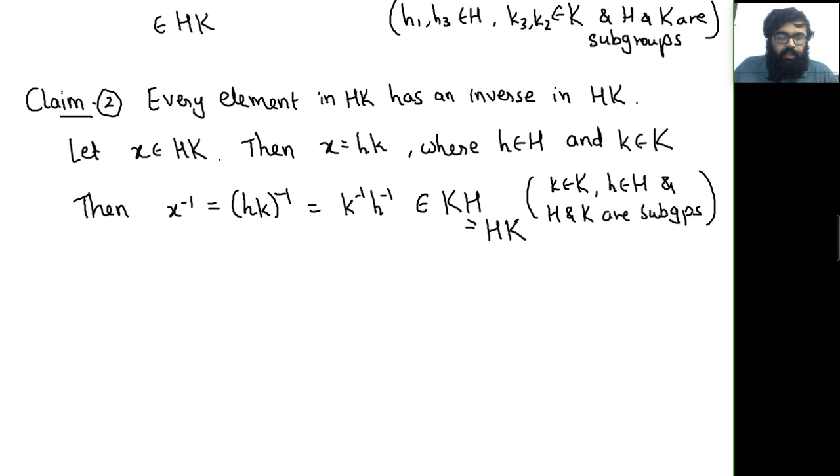Simple. So thus x inverse belongs to HK. So this was not difficult at all, right? Even the other side is not difficult. So what we have got is every element in HK has an inverse in HK. Hence HK is a subgroup of G.